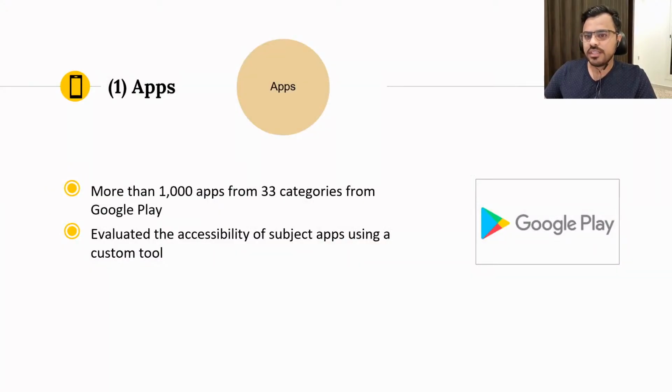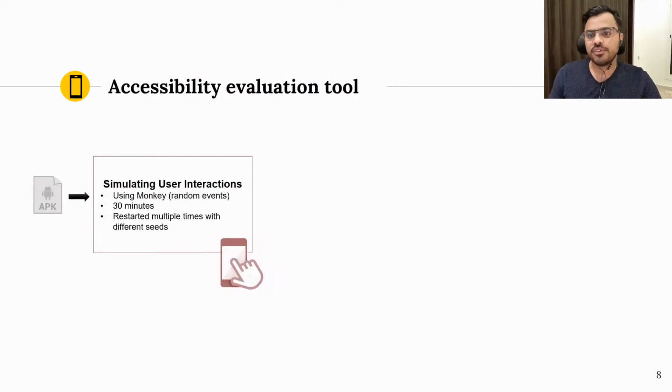We have evaluated the accessibility of more than 1,000 apps, and for that we developed our own custom tool to automate the different steps that are required to test the app's accessibility. This is an overview of the different component tools. The first component is the interaction with the app. And the goal here is just to call the different screens on the app.